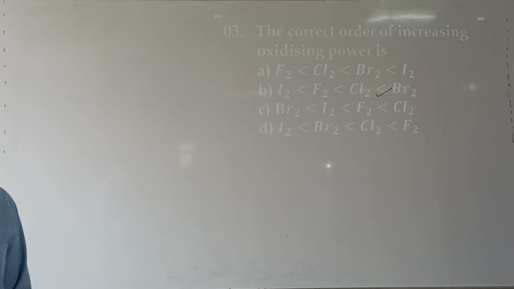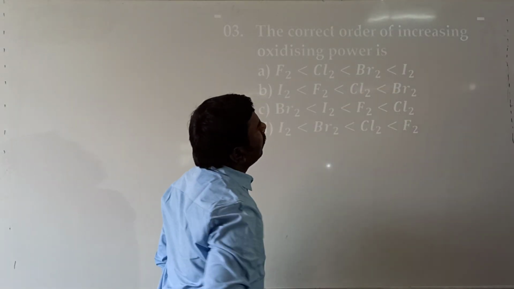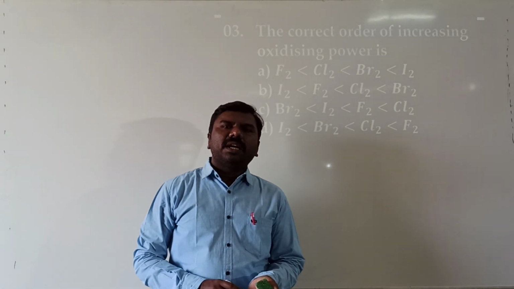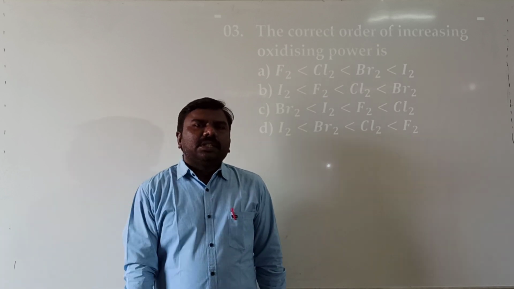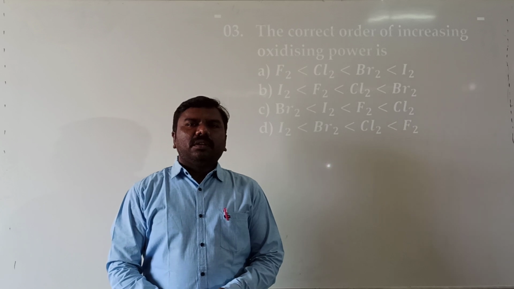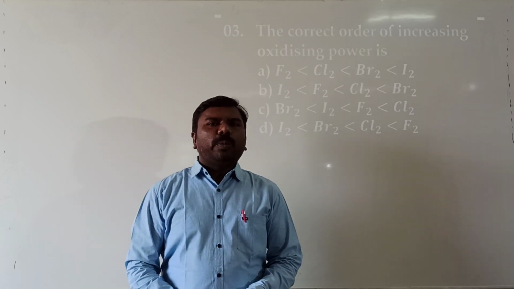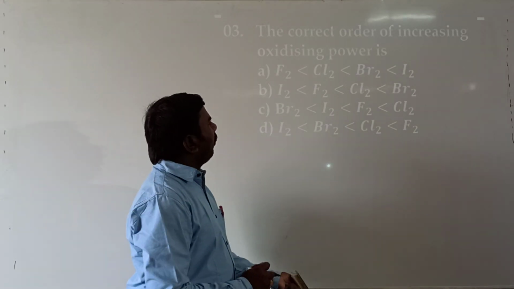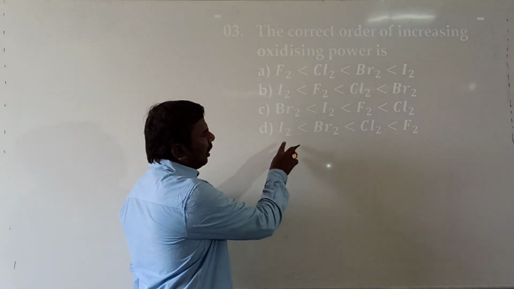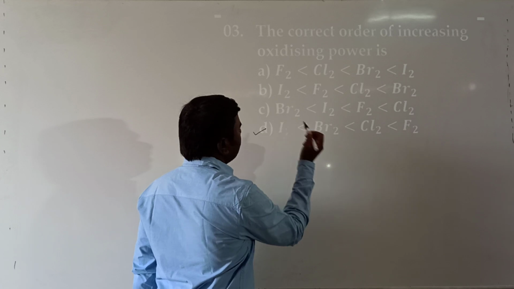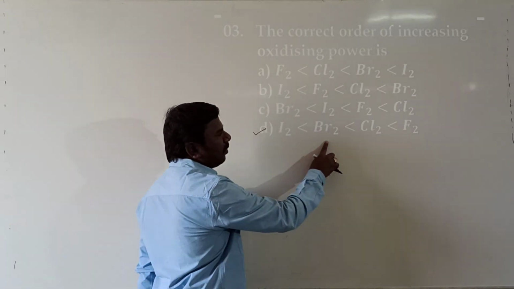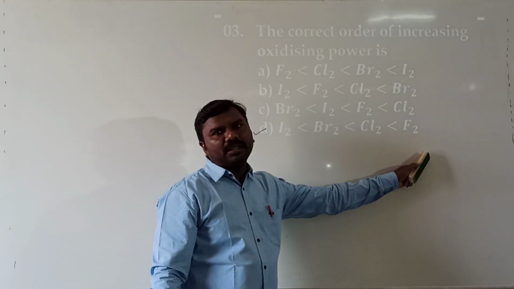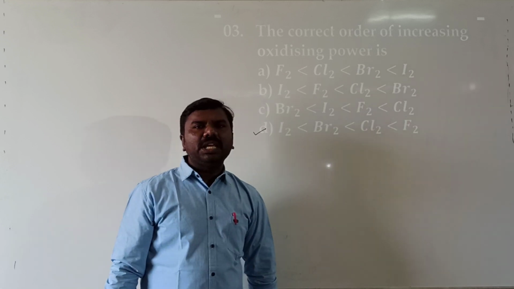Next, the correct order of increasing oxidizing power of halogens. Fluorine is the strongest oxidizing agent in the periodic table as per the EMF values or electrode potential values. We read this in the electrochemistry chapter. That's why fluorine is the strongest one and iodine is the weakest one. So the answer will be fluorine greater than chlorine greater than bromine greater than iodine. They are expecting increasing order, so it is lower to higher, weak to strong. Option D is correct.